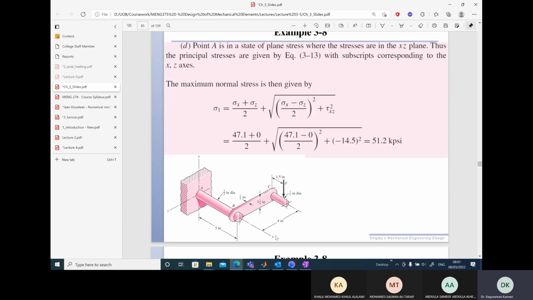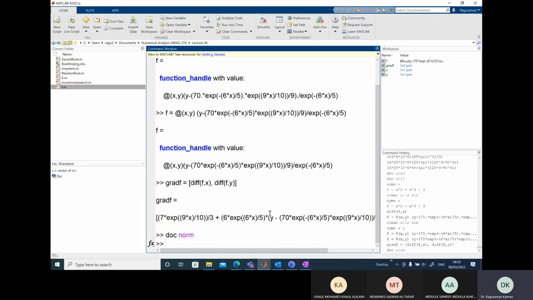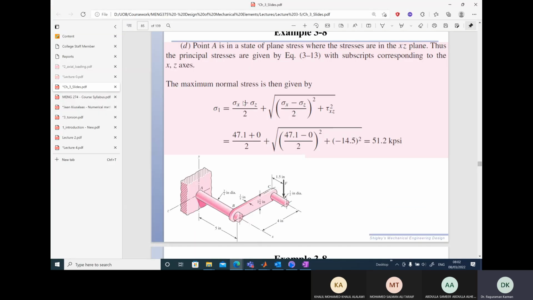We need to discuss whether we get a positive value of sigma 1 and 2 or negative values, or mixed positive and negative values. Okay, so let's just calculate these values, assuming these are the values here, and let's try to calculate the values here.